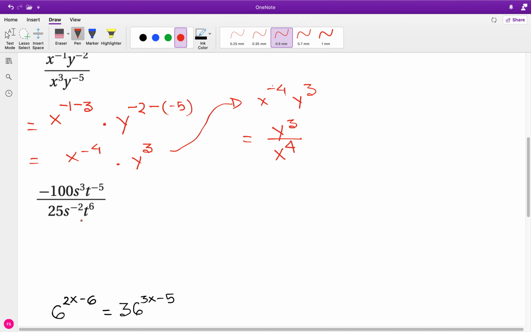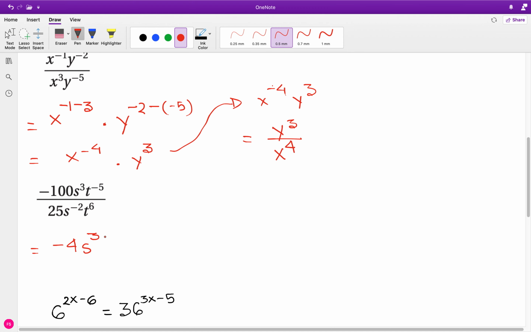Okay, next question. We have a number here, which is okay. Numbers are pretty straightforward. You just need to divide 100 by 25. You will get negative 4 because you have a negative up there. And for s, I'm just going to subtract the powers.